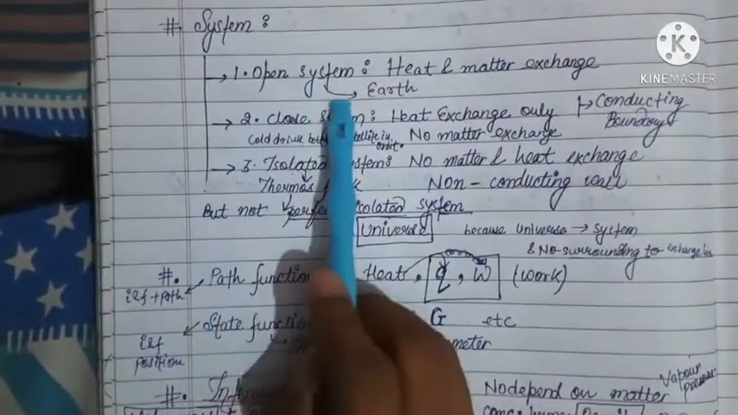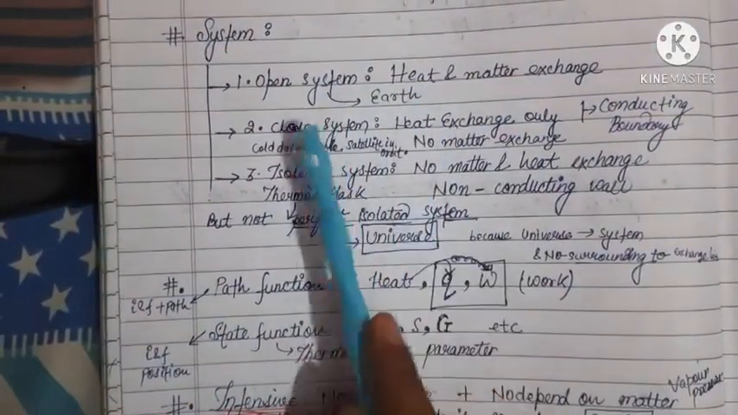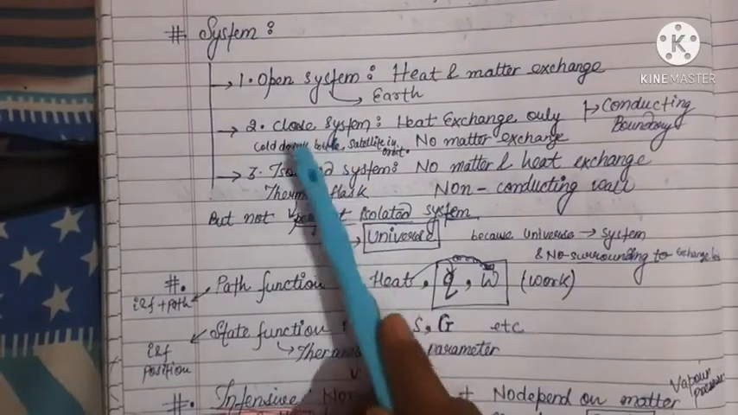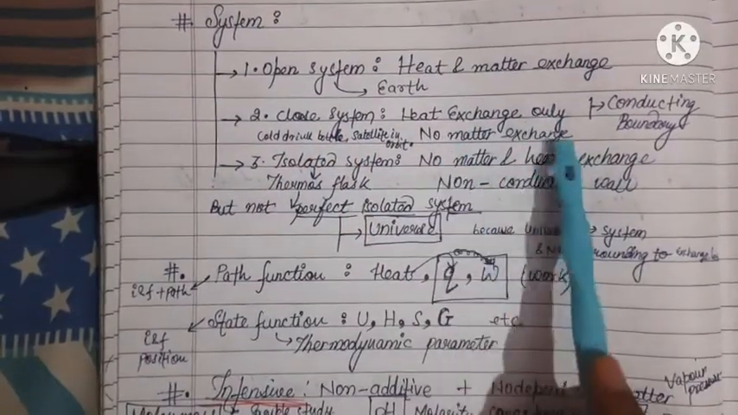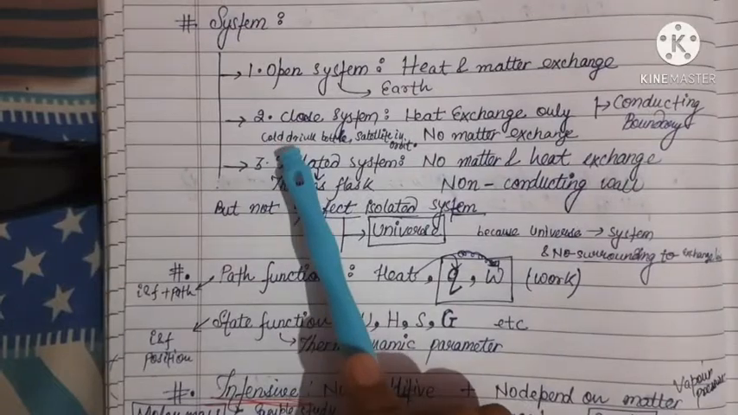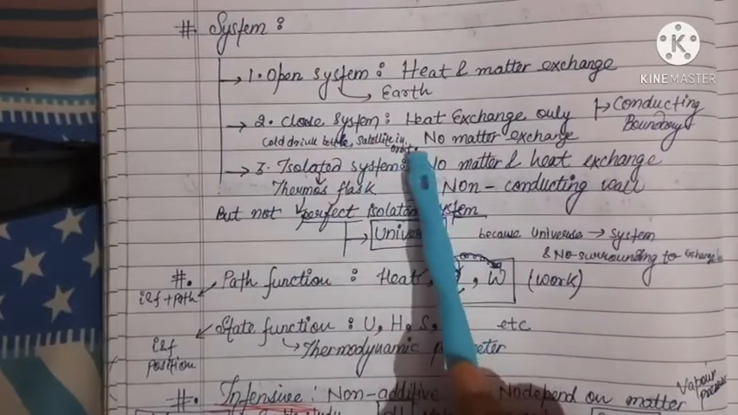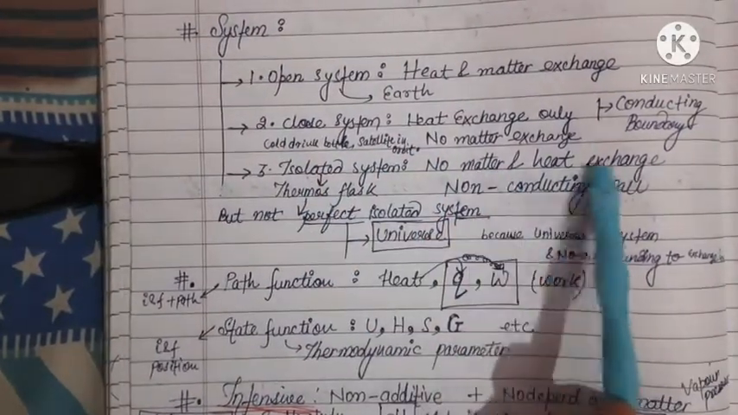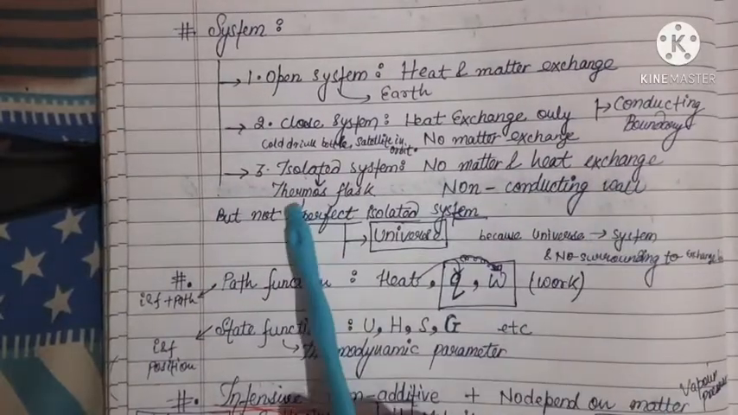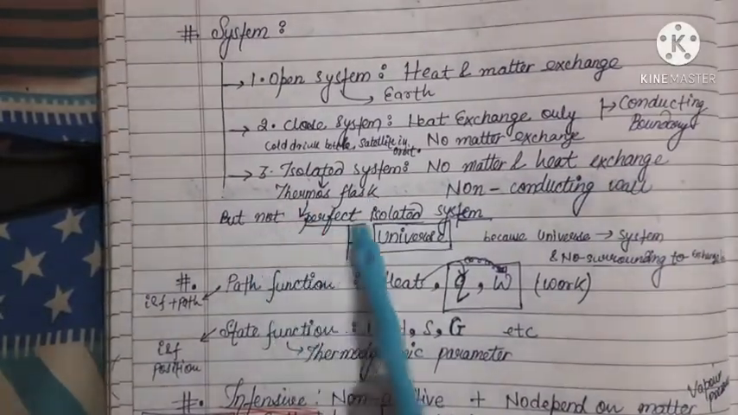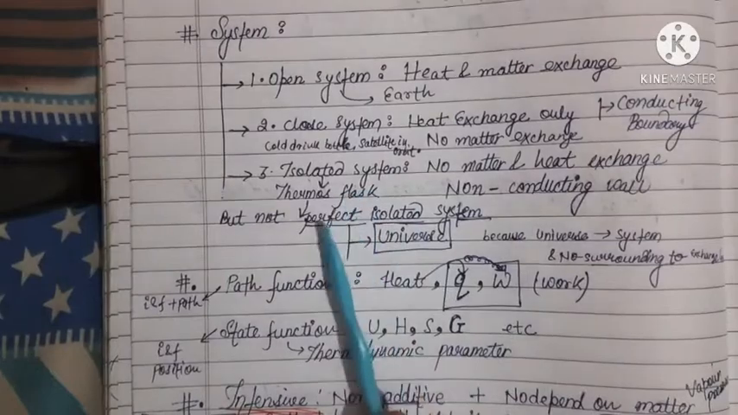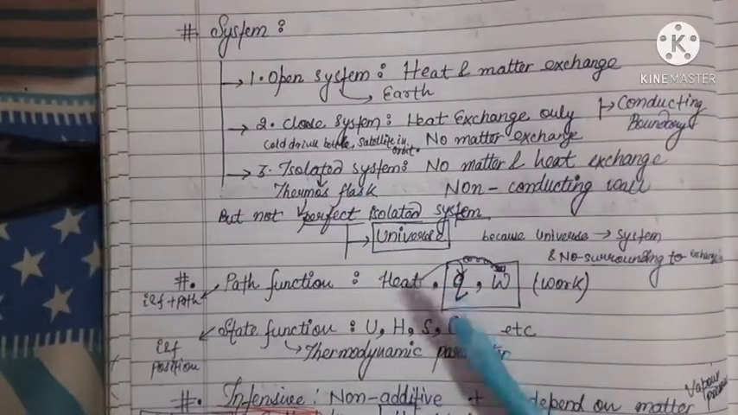system. Open system, heat and matter exchange. Like Earth, our Earth is an open system. And closed system, heat exchange only. No matter exchange. Conducting boundary. Cold drink bottle, satellite in orbit. Isolated systems, no matter and heat exchange. Non-conducting wall. Thermos flask, but not a perfect isolated system.